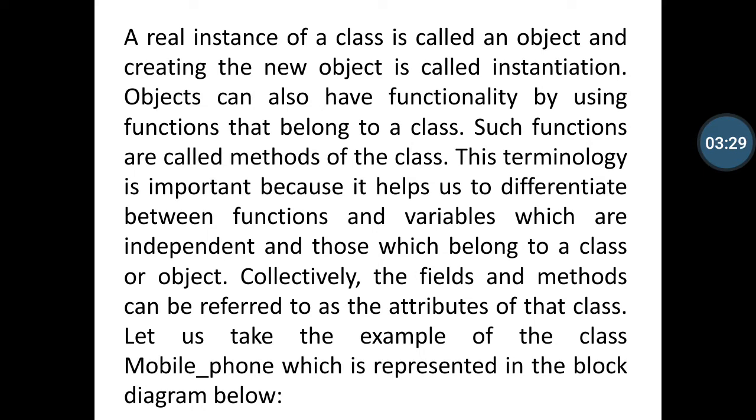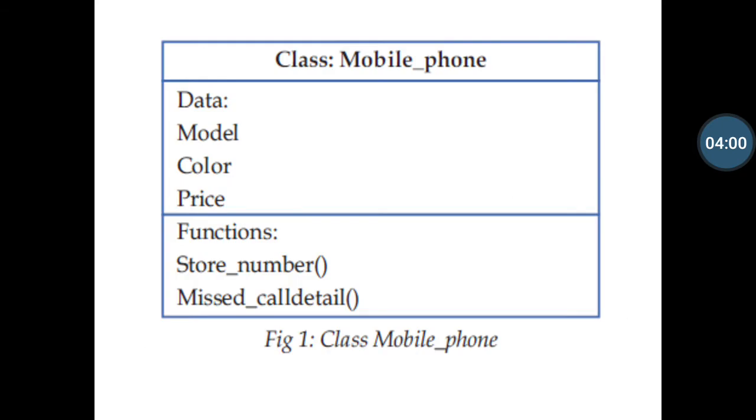This terminology is important because it helps us to differentiate between functions and variables which are independent and those which belong to a class or object. Collectively, the fields and methods can be referred to as attributes of the class. Let us make an example of the class. So I am defining here a class mobile phone, which is represented in a block diagram in the next slide.